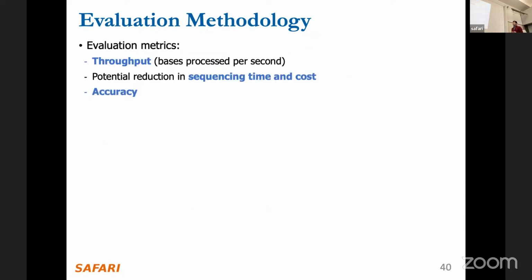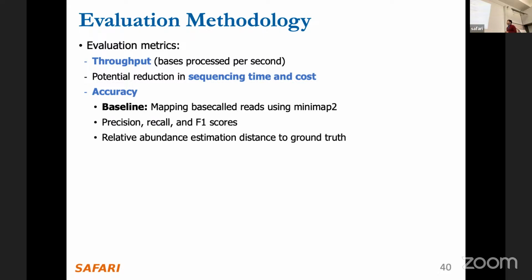There are 3 evaluation metrics. One, throughput, which is the number of bases each tool can process per second. The second metric is the potential reduction in sequencing time and cost by activating read until or run until. And the third is accuracy of mapping information. For that, we use Minimap2 as a baseline, with mapping output generated from basecalled sequences. Then we measure precision, recall, and F1 scores.